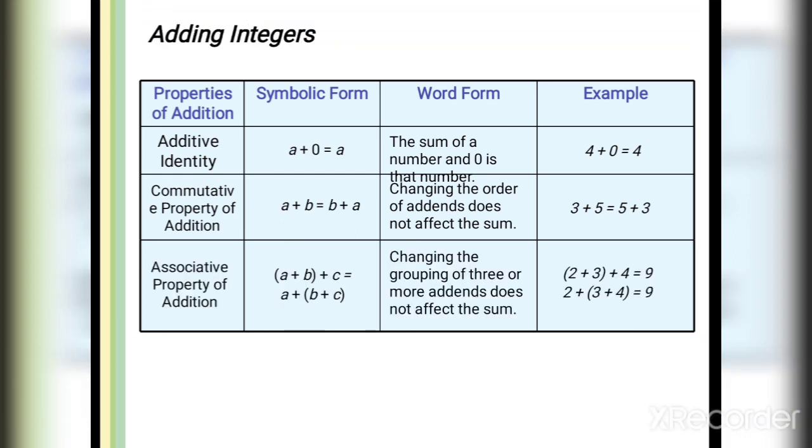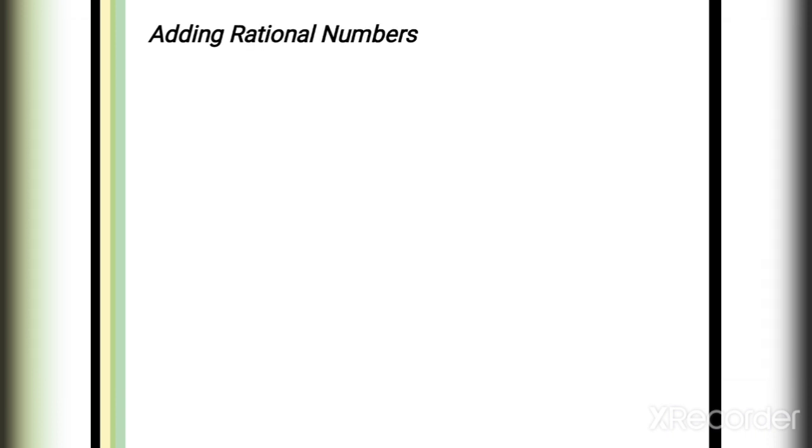Associative property: a plus b plus c will be equal to a plus (b plus c). So when we change the grouping, there is no change in the result of addition of integers.